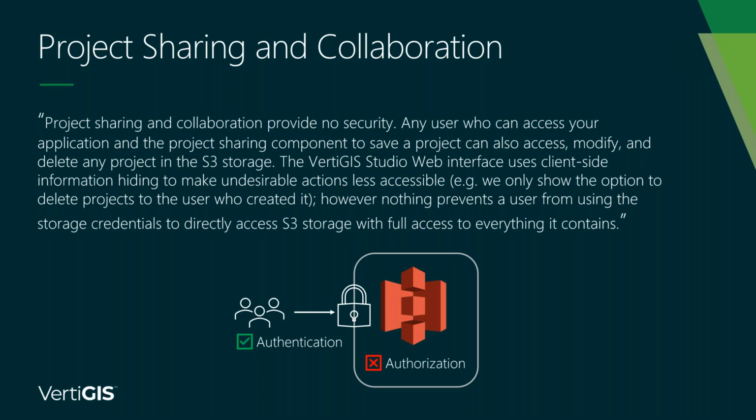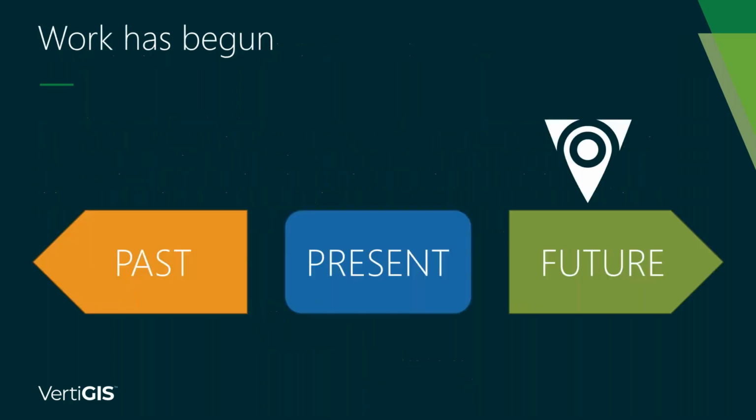Now, we've used information hiding, client side, to remove the logical options that you don't want access to. So if I created a project, I'm presented with an option to delete it, for example. If I didn't create that project, I'm not presented with an option to delete it. So from a user interface and protecting your users from careless mistakes, we've done everything we possibly can. But anyone who can create a project actually does have access to that entire bucket. So we're thinking through this. You're welcome to ask more questions about it as you get started with this particular feature.